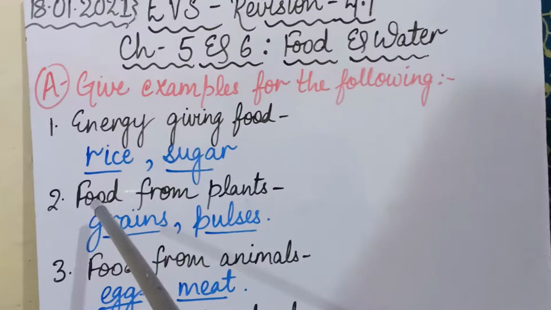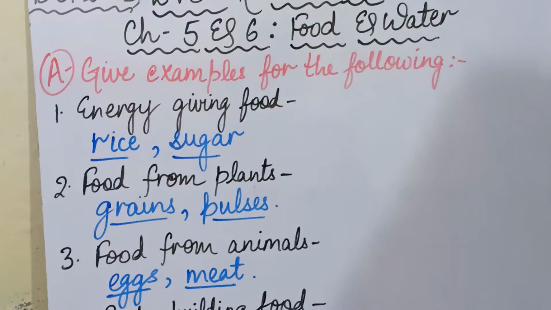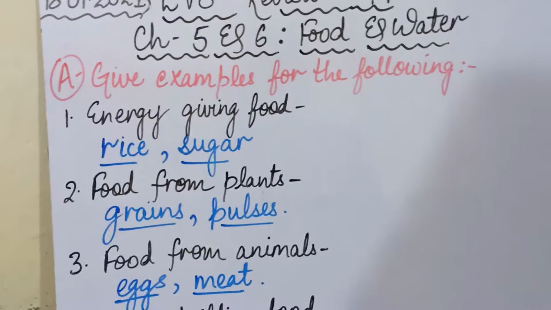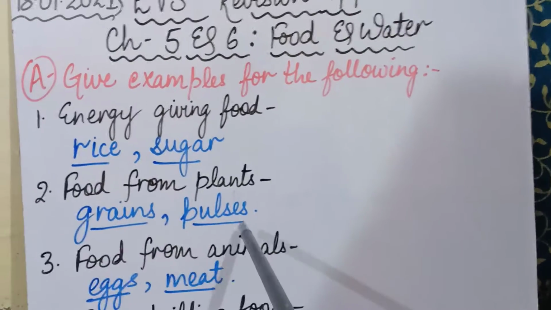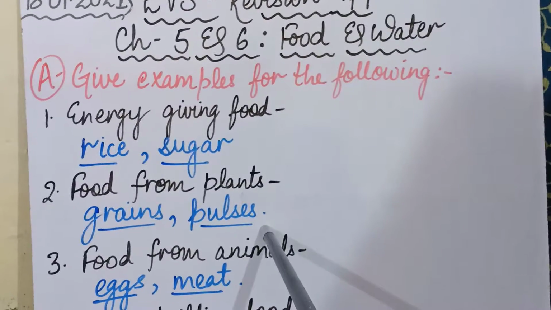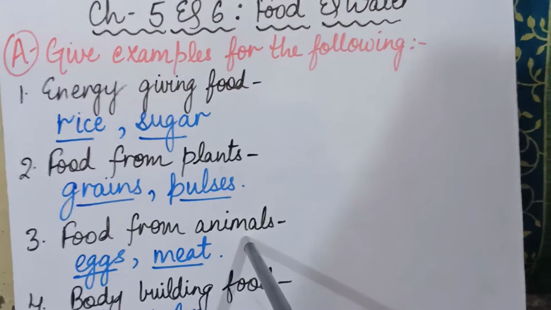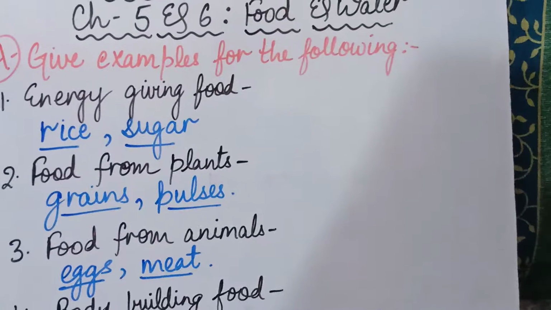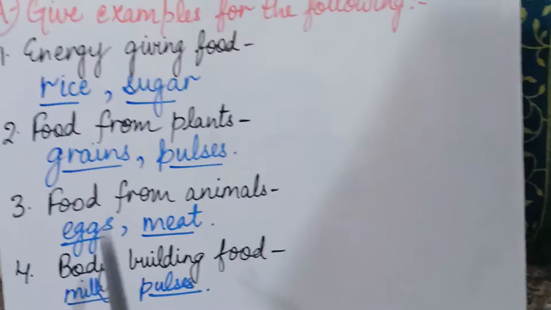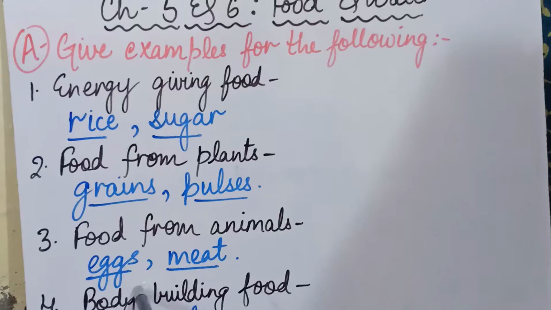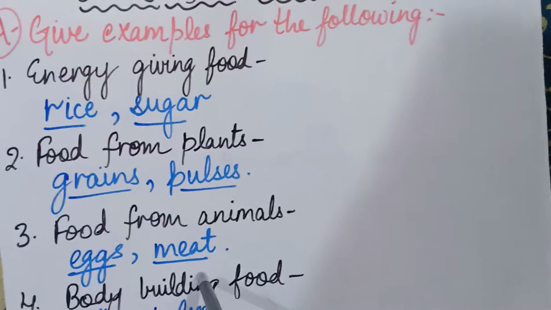Now coming to the second part, food from plants. Now what are the food items that we get from plants? So the first one is grains, G-R-A-I-N-S, grains, and second is pulses, P-U-L-S-E-S, pulses. Is that clear? Coming to the third part, food from animals. Now here we have to give 2 examples of the food items which we get from animals. So the first one is very easy, as you all know, eggs, E-G-G-S, eggs, and second is meat, M-E-A-T, meat.